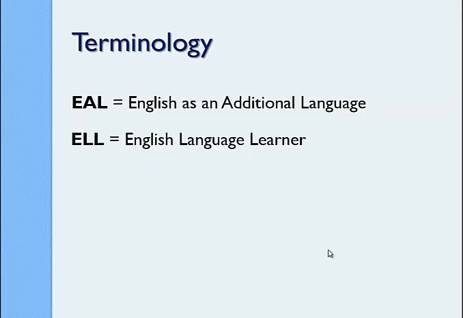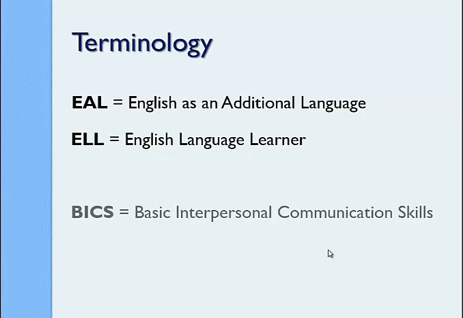In Canada, we tend to differentiate. EAL are those who are learning English as an additional language, meaning they know others, and ELLs are people who only speak English but not well.